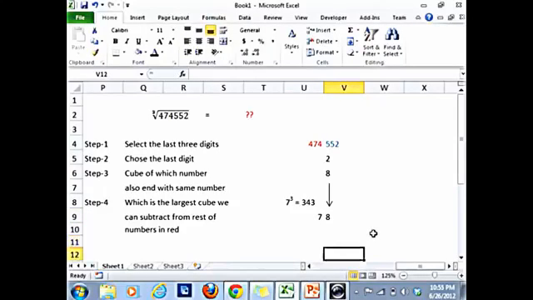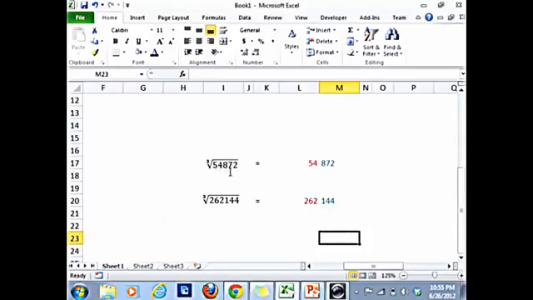So let me give you another example. I have 54872. So 54872 can be written as 54 and the 3 digits at the end, which is 872. So the number ends with 2, and 8 cube also ends with 2. So I will write 8 here.